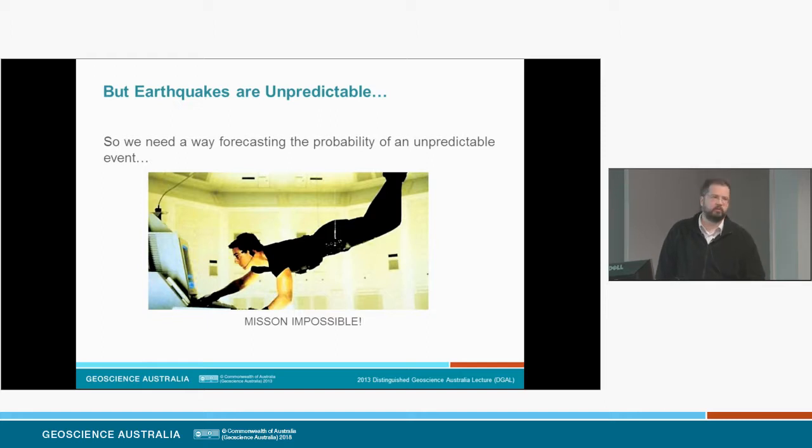Now what we don't do is prediction. We don't predict when, where and how big an earthquake will be. What we do is forecast. We look at the likelihood of a certain size event over a period of time. It's like the difference between predicting that there will be rain tomorrow and predicting that there is a 70% chance of rain tomorrow. We do the latter.